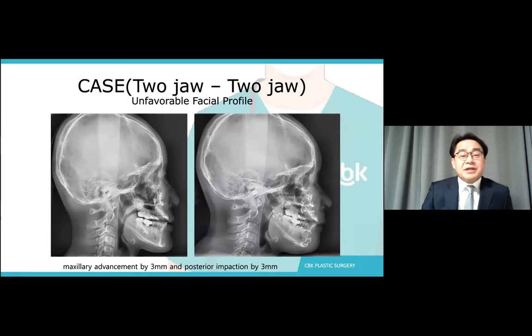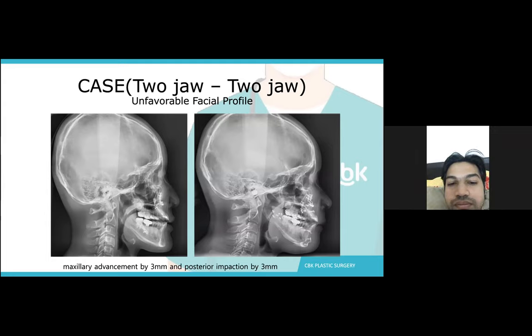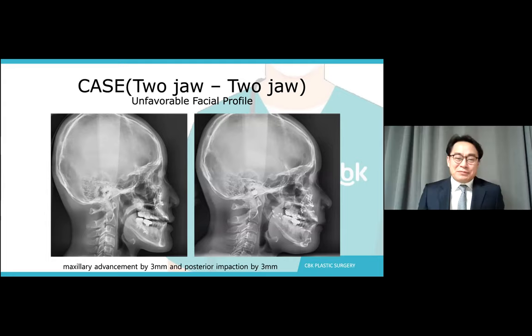And this is another case of my redo OGS after two-jaw surgery. This patient got a two-jaw surgery, but she still feels that the face is long, not short, and not three-dimensional. She complained of her face, but her face is two-dimensional. So I made her profile from flat or concave to convex. I advanced the maxilla by 3 millimeters, and I did posterior impaction by 3 millimeters at the PNS site.